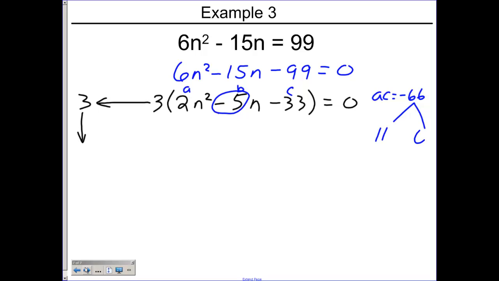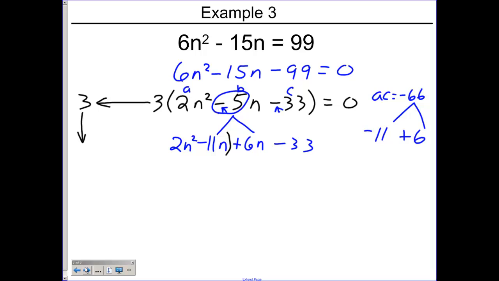11 and 6. And since this is a negative here, that means one of these signs has to be negative. This here tells me that the bigger of the two is negative, so it's a negative 11 and a positive 6. So I'm going to break that negative 5 down into negative 11n plus 6n. And then I'm going to just bring the rest of the problem down, my minus 33 and my 2n squared.